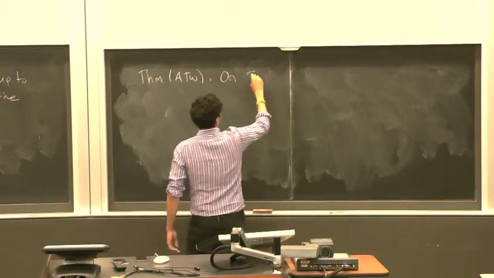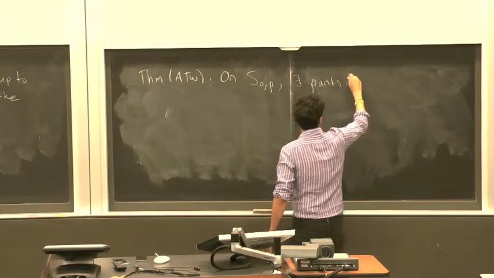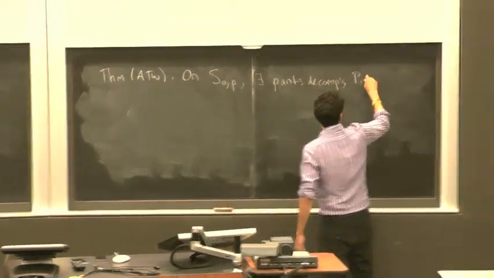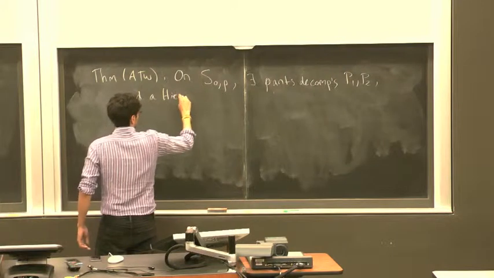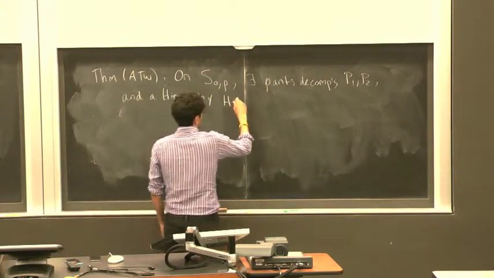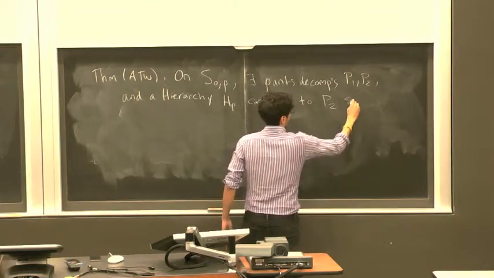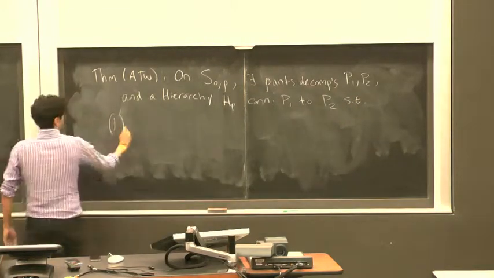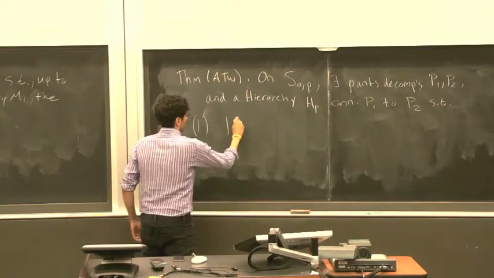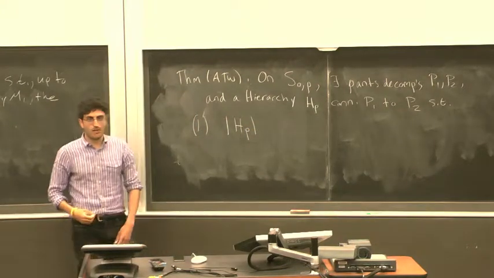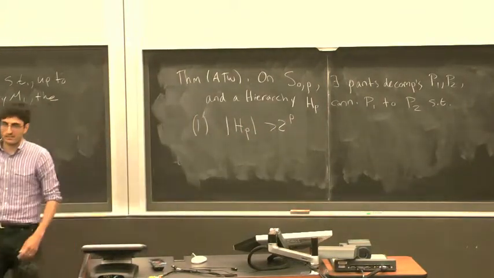On the sphere with p punctures, there exist pants decompositions P1 and P2 and a hierarchy, which I'll call H_p, connecting P1 to P2 such that the first is that this hierarchy is long. It's exponentially long in p. So the length of this hierarchy, which again is just the sum of all the different geodesics that pop up in the hierarchy, is at least like 2 to the p. Okay? So it's very big.